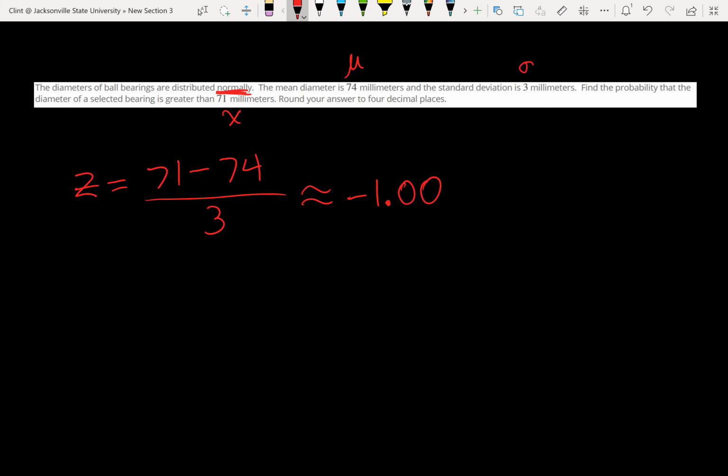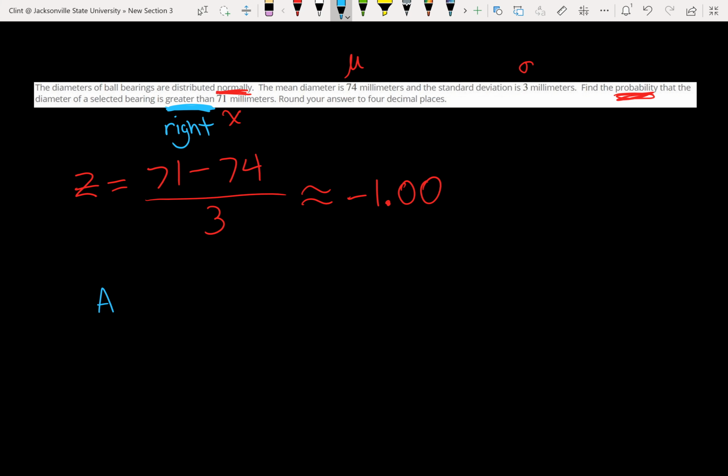Okay. Now, since it says we want the probability of this happening, we're going to look for an area in the table. Those areas represent probability. So we've got to know what type of area we want. Do we want the area to the left, right, in between, or two tails? Well, this one says we want the probability that it's greater than 71 millimeters. So greater than, that's going to be to the right.